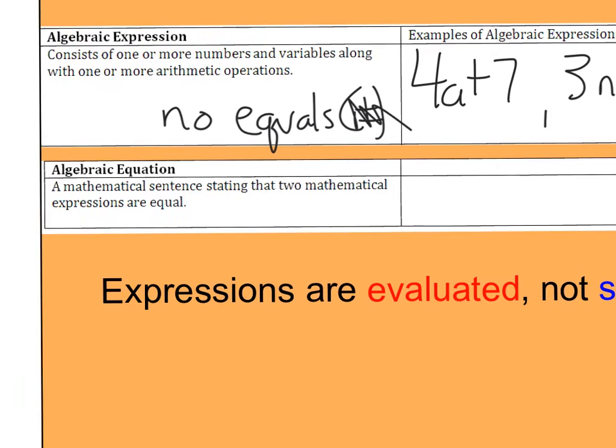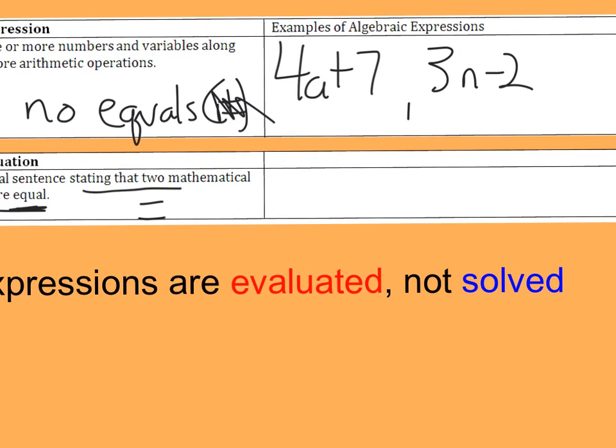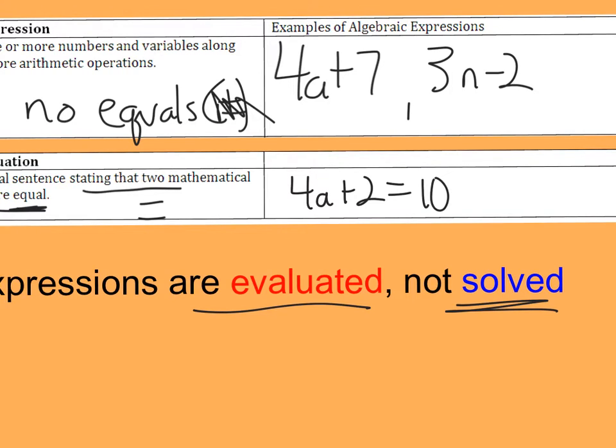An equation is a mathematical sentence stating that two mathematical expressions are equal. So that means you will have an equal sign. Expressions are evaluated, equations are solved. So if I've got an equation, that means I've got 4a plus 2 equals 10. And something like n divided by 3 minus 3 equals 12 is going to be an equation, two mathematical statements that are equal to each other. So notice, an equation has an equal sign, an expression does not.